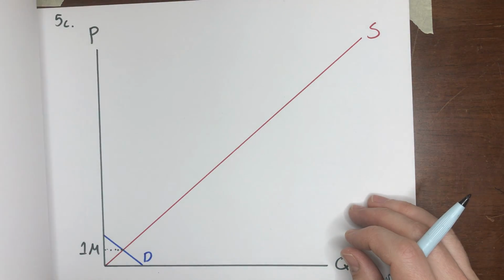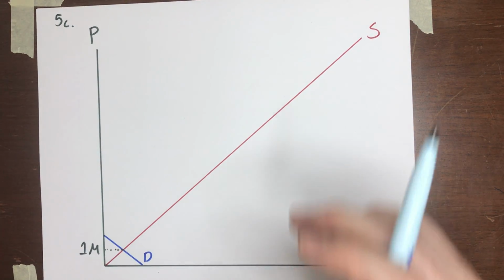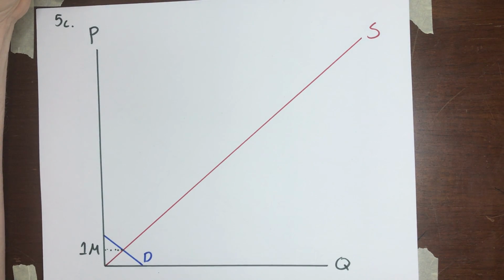And problem 5C. Notice that this graph is a little skewed. It's because of the variance in the numbers that they're talking about. All right, let me see.